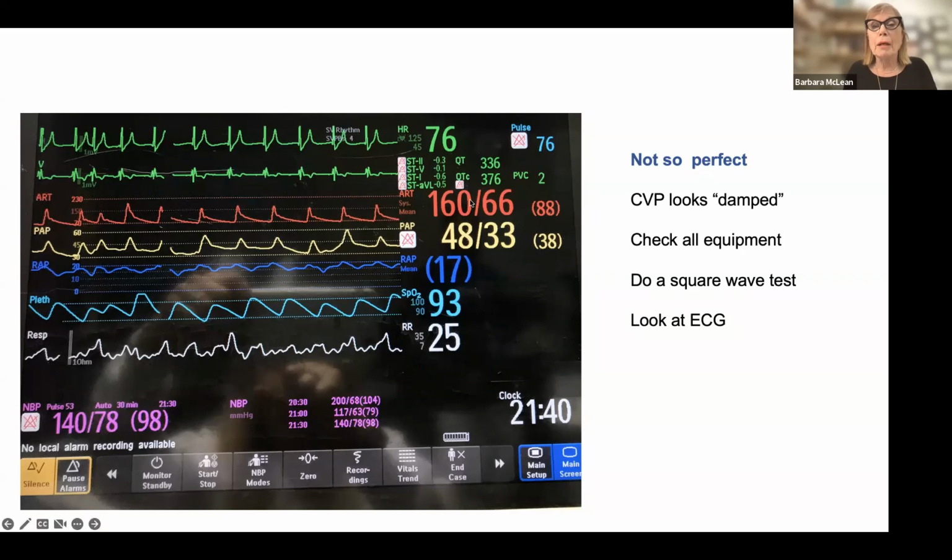Now my patient's pressure is 160/66. He has significant pulmonary hypertension. And even though I don't have an A wave, what I can see is that his CVP is quite elevated. It's 17. Remember, I said anything greater than 10, you need to investigate for loss of ventricular compliance. Well, we already know what our problem is. Our patient has pulmonary hypertension.